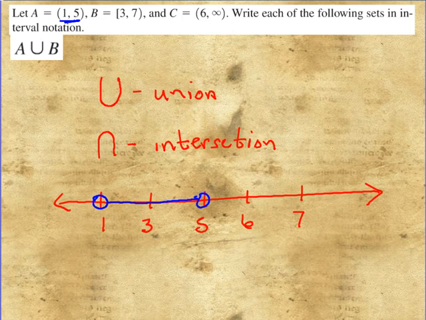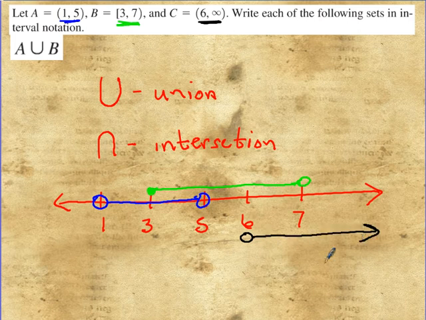B is all things from 3 to 7, including 3. So I'm going to do a closed circle here. Let's do it right above it because it's going to be confusing if I don't. B is all numbers from there up to here, not including 7. And then you have C, which I'll do in black, is all numbers from 6 to infinity, not including 6. There's all the numbers in C. So you have three different sets.